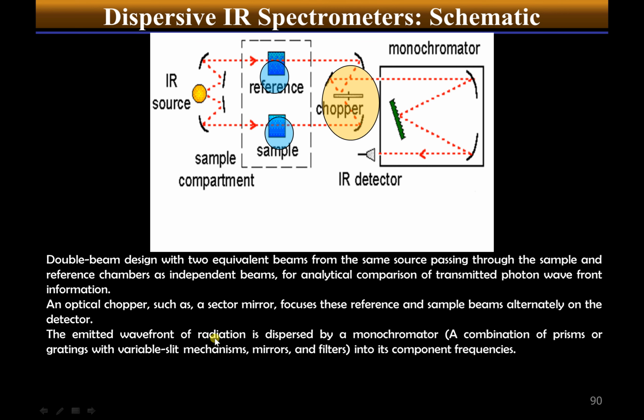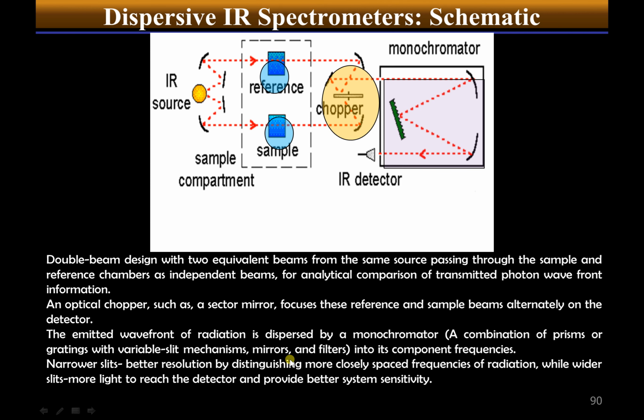And the emitted wavefront of the radiation is dispersed by a monochromator, a combination of prisms and gratings of variable slit mechanisms, and this is the monochromator. Narrower slits give better resolution by distinguishing more closely spaced frequencies of radiation, while wider slits allow more light to reach the detector and provide better system sensitivity. So you should have a combination of narrow and broader. Very narrow, then light may not be that much. Very broad, you will have less selectivity.